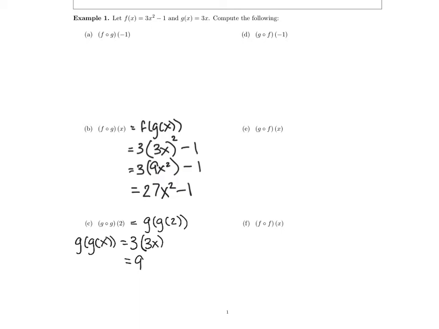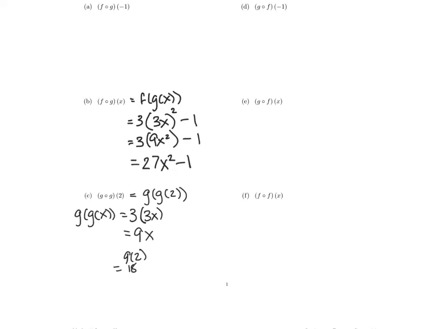That x did not need to be in parentheses. There we are. And then from there, we can plug in a 2. If I plug a 2 into that, I get 9 times 2, or 18. So we can say that g of g of 2 is equal to 18. So we can do the g of g of x and then plug in a 2. You can also find g of 2.